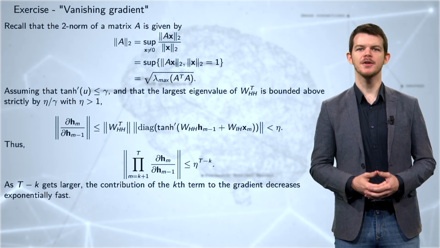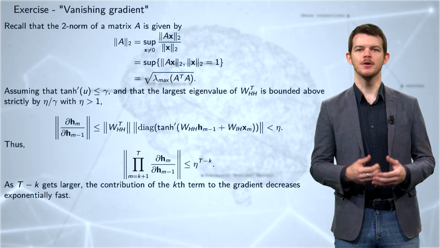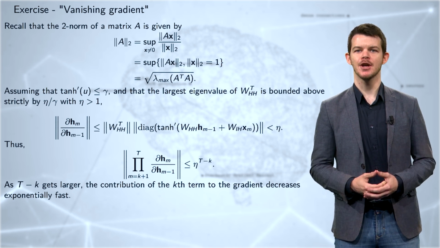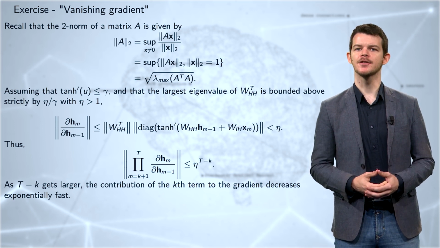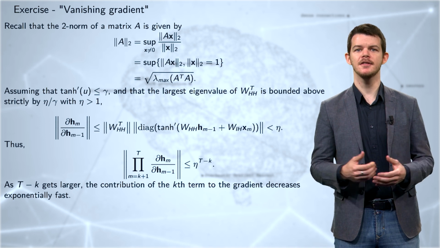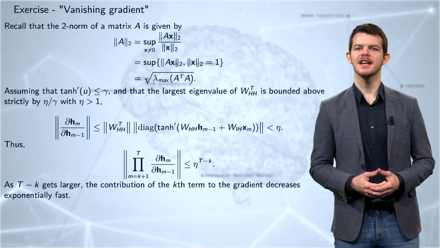Small values of k correspond to the first hidden states in the network. Consequently, when these gradients are small, the network forgets that the weight matrix WHH appears in the first hidden layers. It forgets about the long-term dependencies between the prediction and the first hidden state. This can make the training of the network difficult.